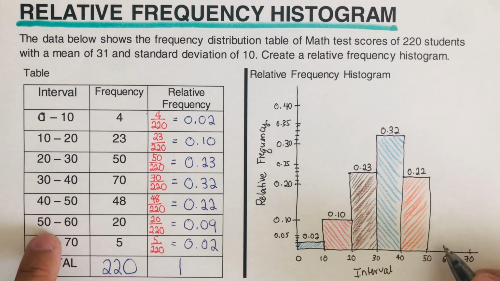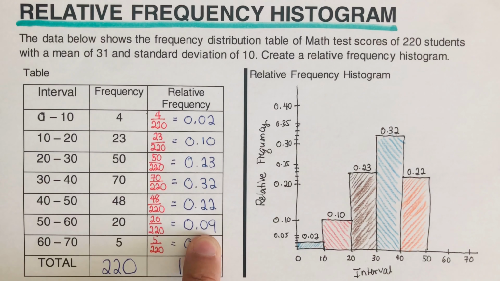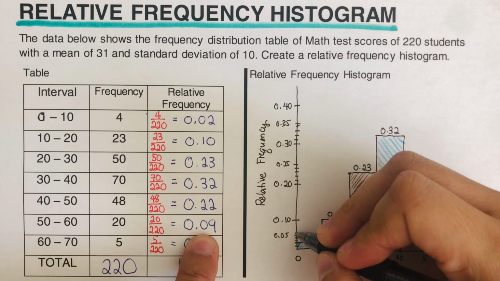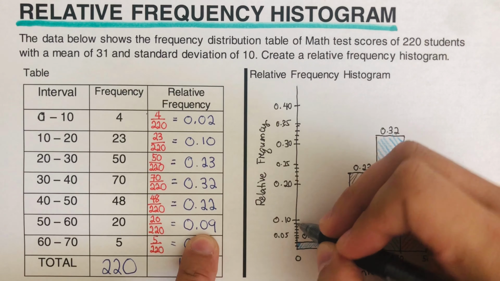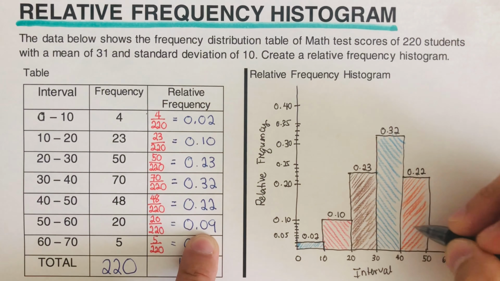Okay, let's move on to the next one. From 50 to 60 is 0.09, so that's 0.05, 0.06, 0.07, 0.08, 0.09, and 0.10. So that should be somewhere around here.